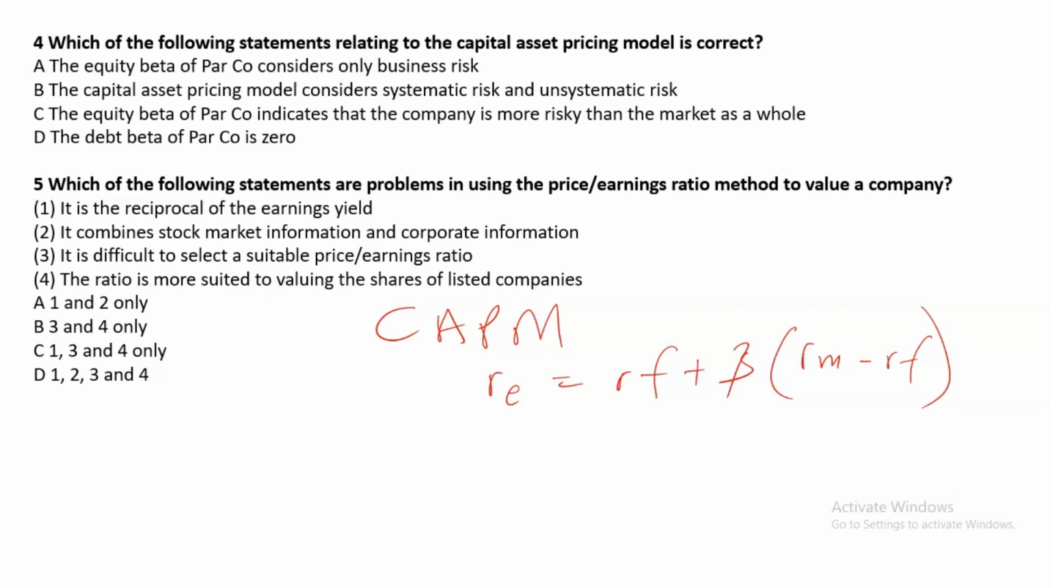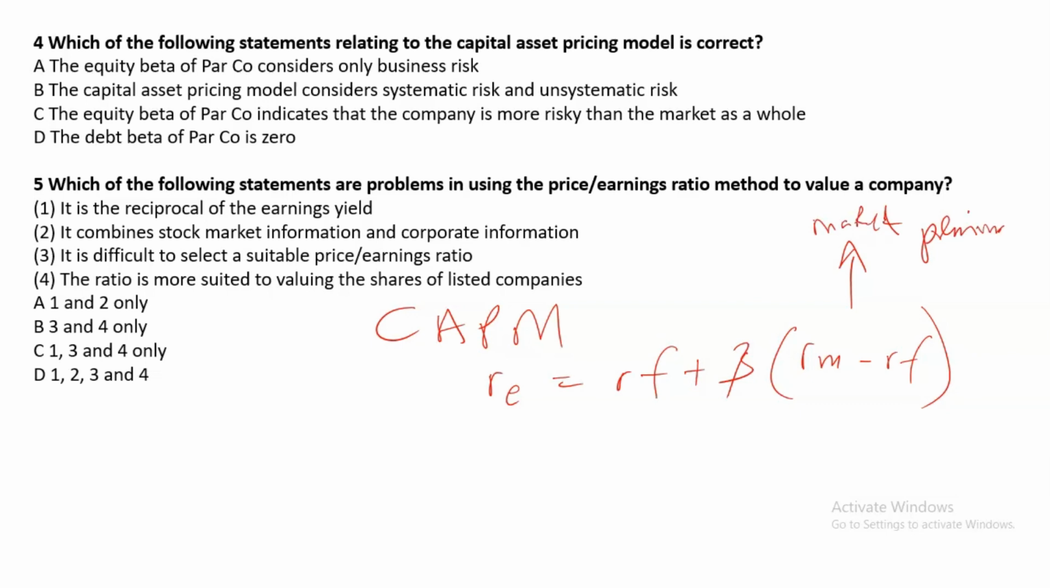Then RM is the average market return. And then RF is still the risk-free rate. Now, RM minus RF is sometimes called the market premium or market risk premium.